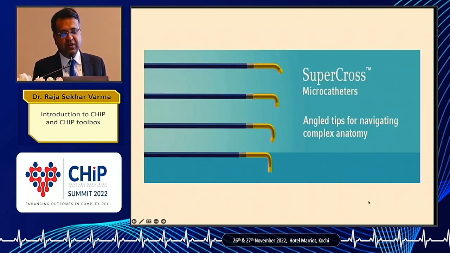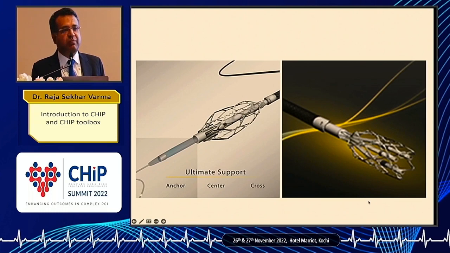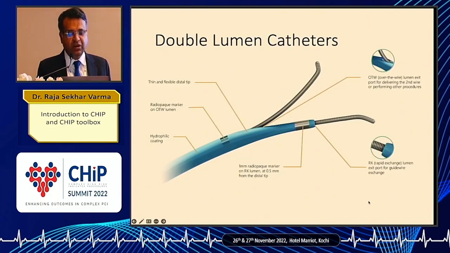Of course, you have the Supercross family of microcatheters with angled tips for navigating complex anatomy. You have some newer microcatheters in the form of the Centercross and the Multicross, which will help you in specific situations. Double lumen catheters, you have the Crusade, which is commonly available now, but again, there are other dual lumen catheters which are coming in, like the Sasuke.